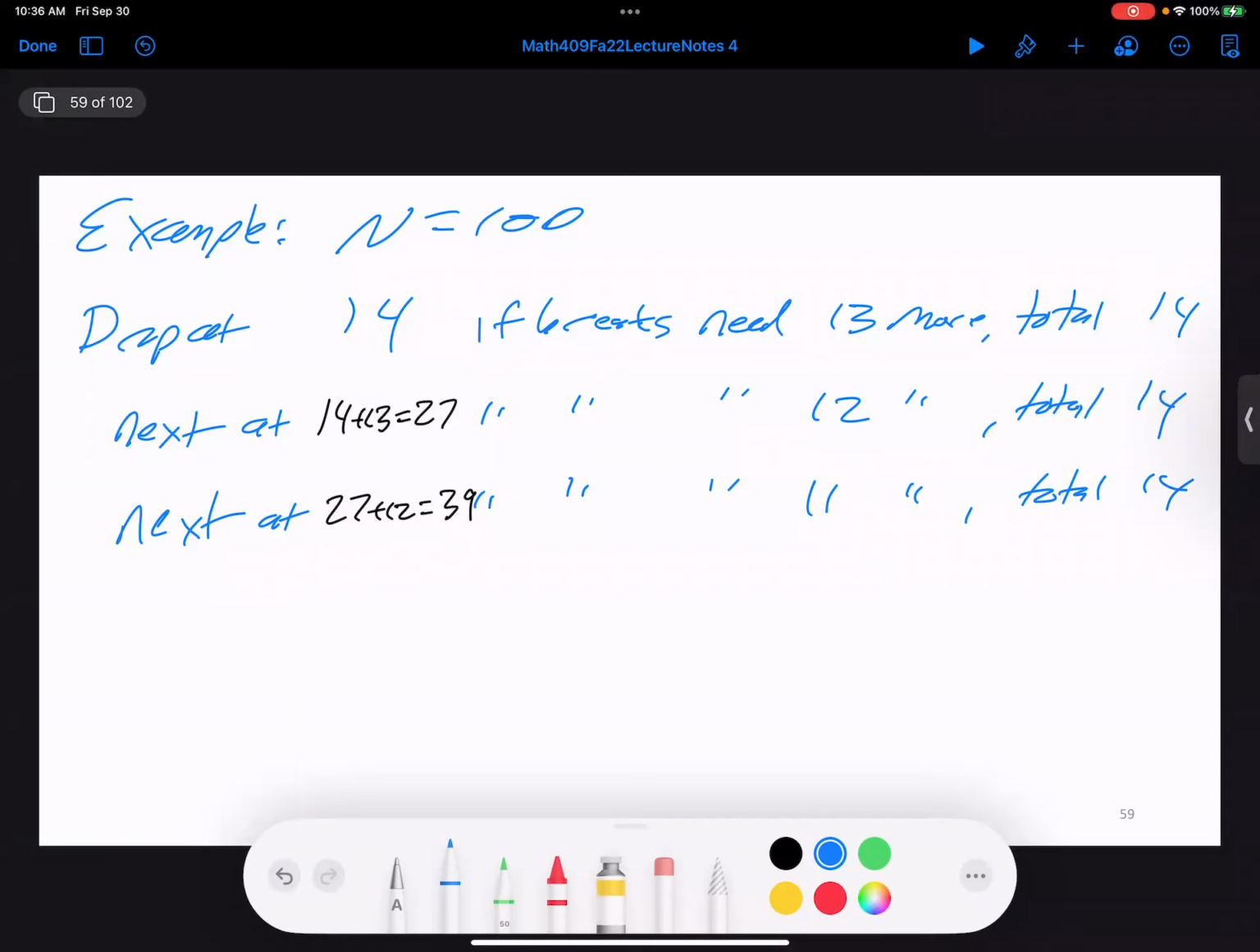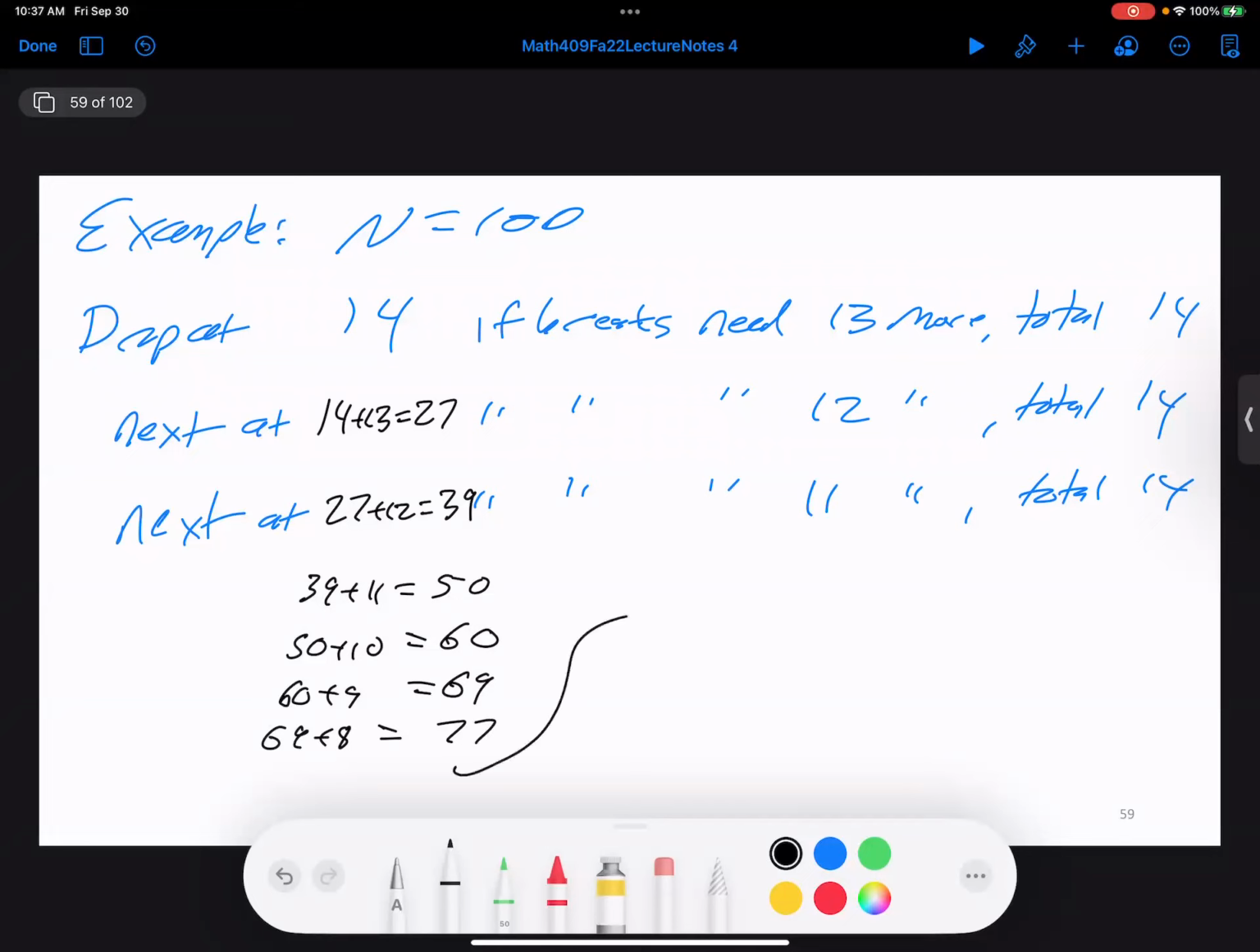And so after 39, what would come next? It'd be 39 plus 11, right? Is 50. And then 50 plus 10 is 60. And then 60 plus 9 is 69. 69 plus 8 is 77. And I'll just continue over here. 77 plus 7 is 84. 84 plus 6 is 90. 90 plus 5 is 95. 95 plus 4 is 99.